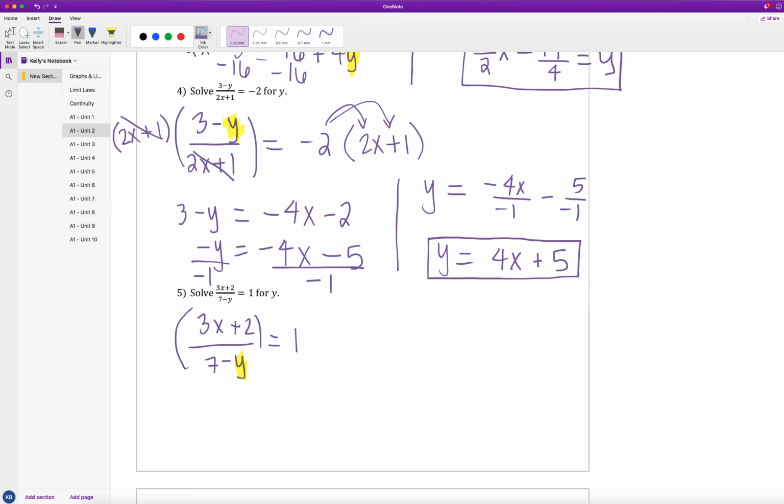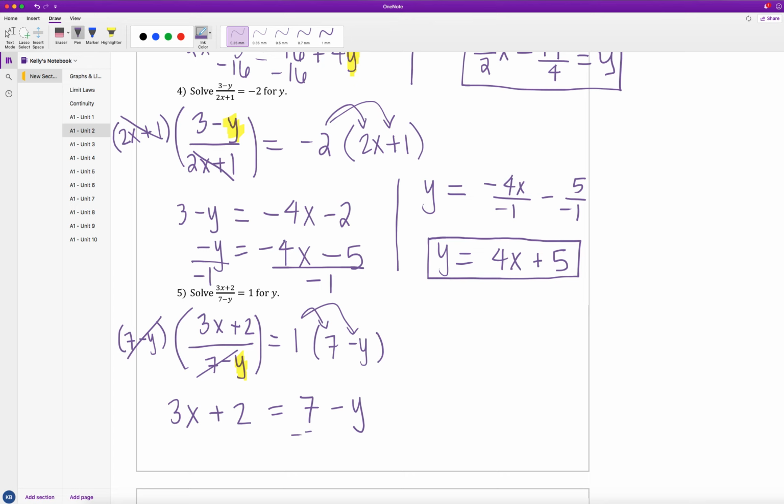So I'm going to go ahead and get rid of this fraction by multiplying through by 7 minus y. And whatever I do to one side, I've got to remember to do to the other. So the 7 minus y's cancel then on the left-hand side, and we're left with 3x plus 2. On the right-hand side, technically I am distributing the 1, but multiplying by 1 doesn't change anything, so I still get 7 minus y. From here, I'm really close to getting y by itself.